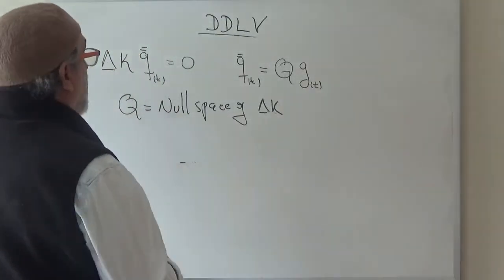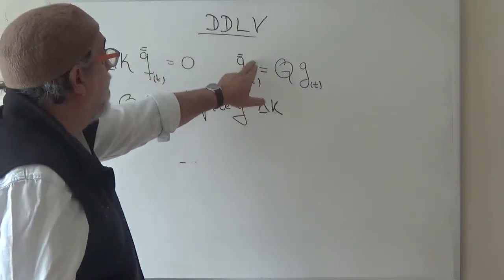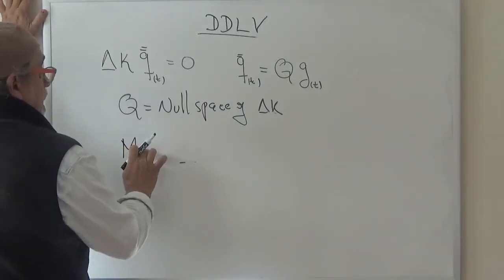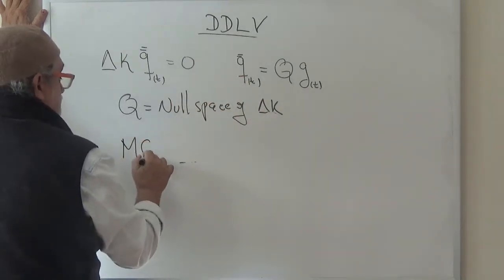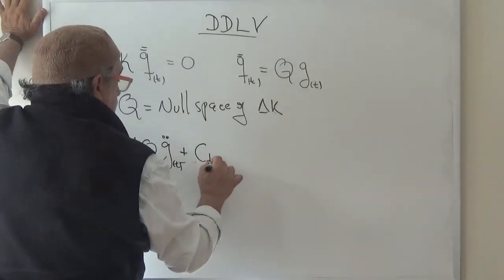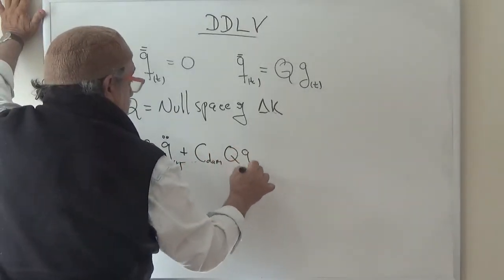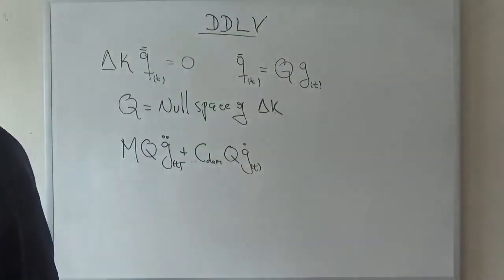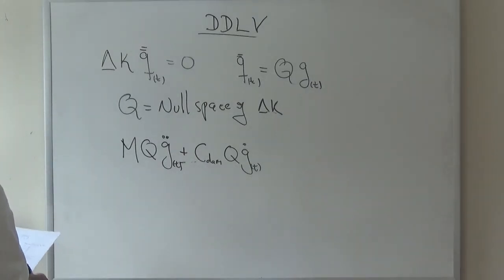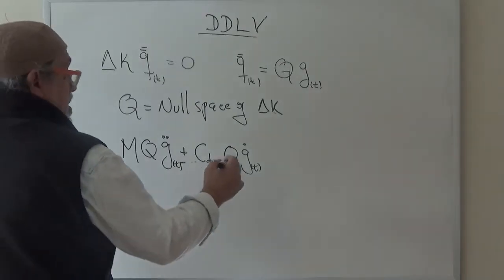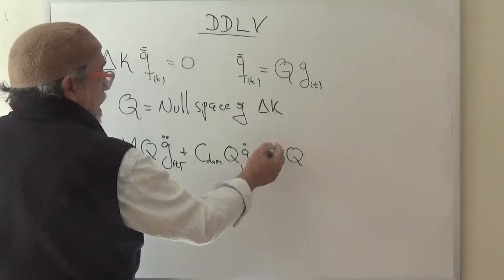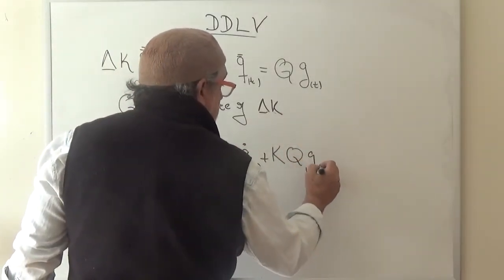So, with Q being the null space of delta K, we can write the response as Q times G of T. We can then go back to the equation of motion and write M times, instead of the response double dot, Q times G double dot of T, plus C damping times Q times G dot of T, plus K, I'm going to the original one, times Q times G of T. I could use K plus delta K, it doesn't matter because this has to apply in both equations.